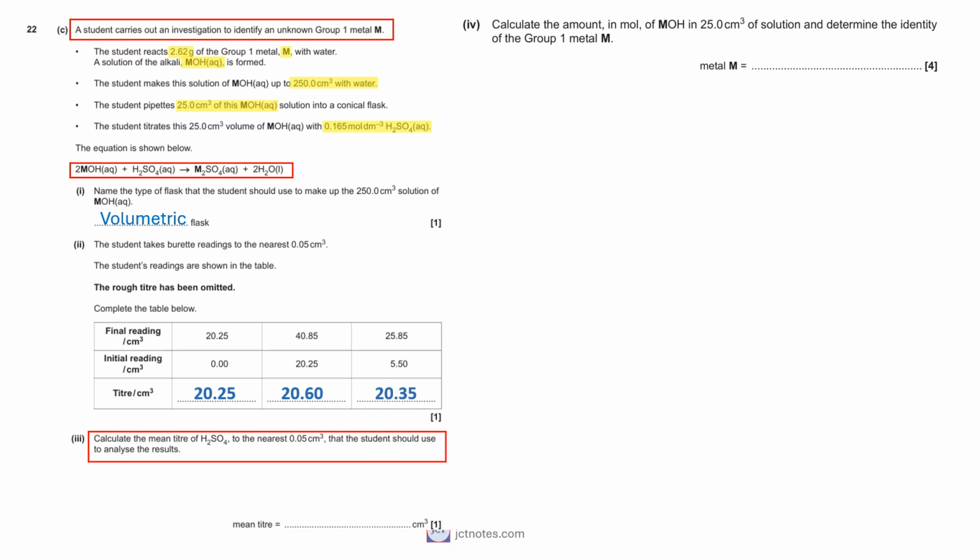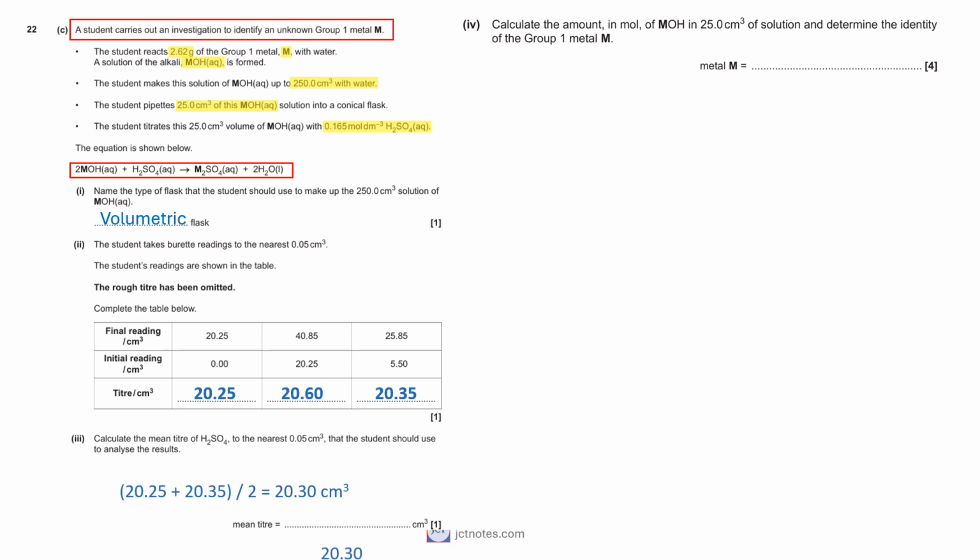In the third question, we are asked to calculate the mean titer of sulfuric acid, to the nearest 0.05 cubic centimeters, that the student should use to analyze the results. The first and third readings, 20.25 and 20.35 cubic centimeters respectively, are within 0.1 cubic centimeters difference and considered concordant. The second reading, 20.60 cubic centimeters, is more than 0.1 cubic centimeters different, and therefore discarded. The average is calculated using the first and third readings, giving a result of 20.30 cubic centimeters.